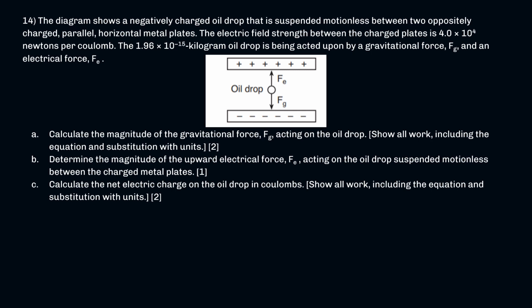So we have here the diagram shows a negatively charged oil drop that is suspended motionless between two oppositely charged parallel horizontal plates. The electric field strength between the charged plates is 4.0 times 10 to the 4th newtons per coulomb. The 1.96 times 10 to the negative 15th kilogram oil drop is being acted upon by gravitational force Fg and an electrical force Fe. So part A, and I'll probably do part E because they go hand in hand here on this slide, and do part C on the next.